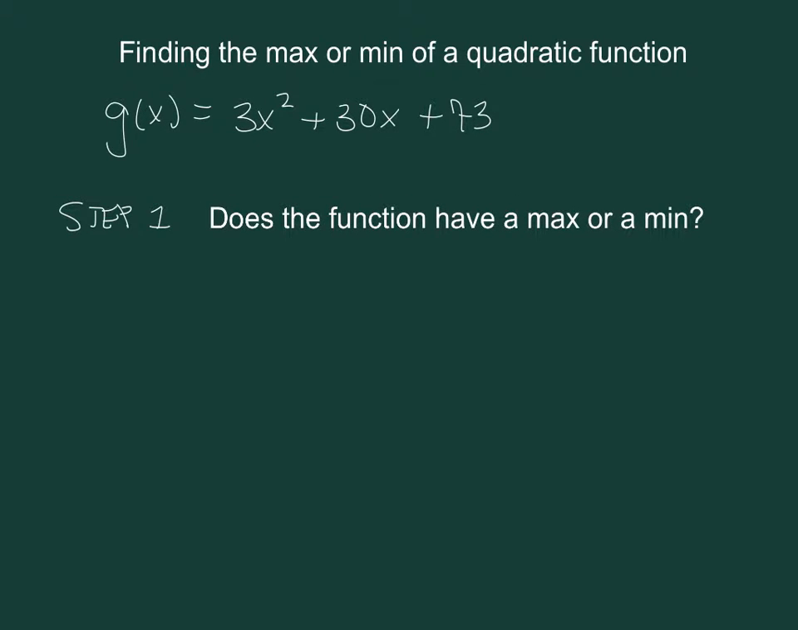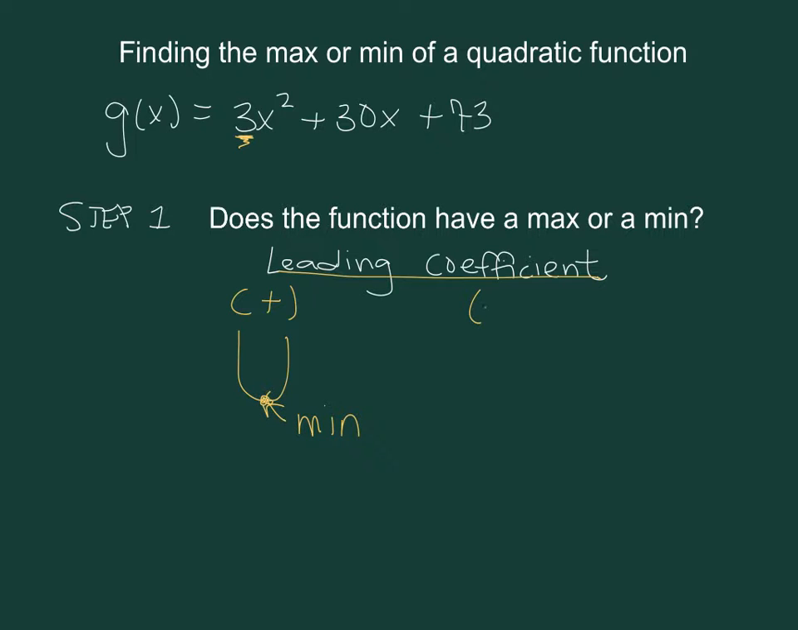And remember, this has to deal with the leading coefficient. The leading coefficient I will underline in yellow. That's your leading coefficient. If your leading coefficient is positive, you have a min. If the leading coefficient is negative, you have a max. Okay? So just remember that. So in this particular case, because my leading coefficient is positive, I have a minimum.